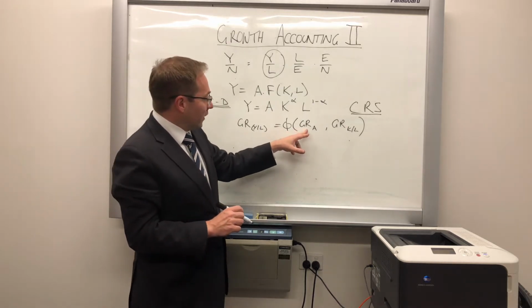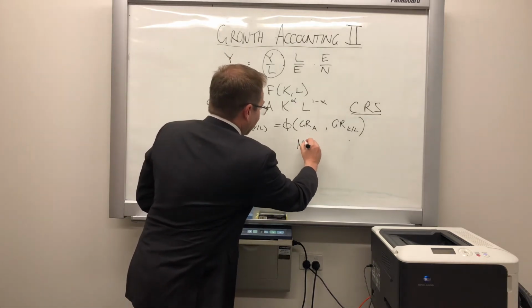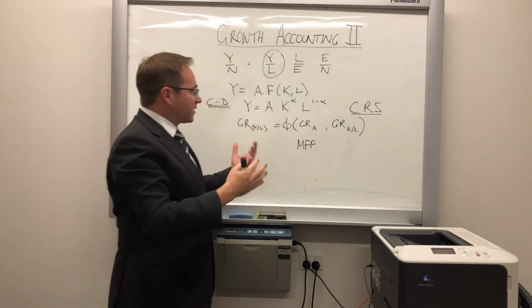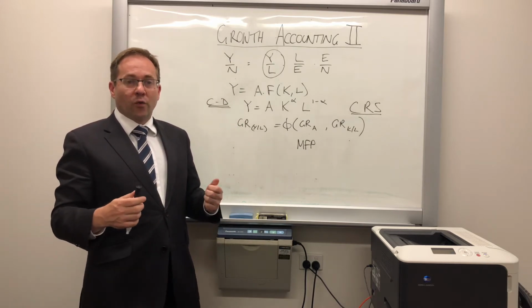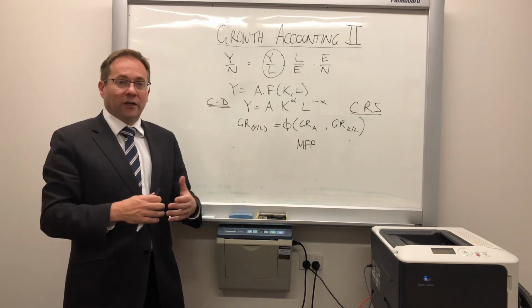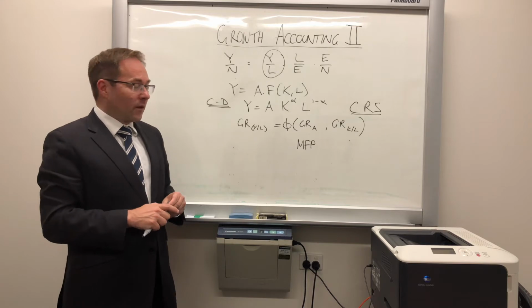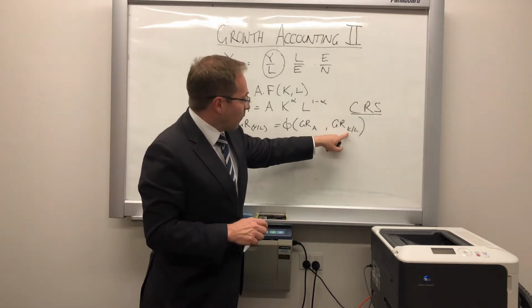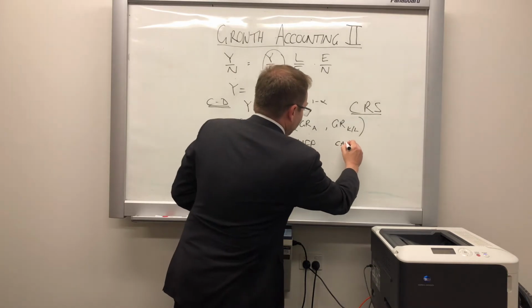And what are these two things? Well, the growth rate in A is generally called multi-factor productivity. This is some kind of measure of the effectiveness with which, or the efficiency with which, we use all of the different inputs in the production function to come out with outputs at the other end. And this measure of capital per worker is often referred to as capital deepening.